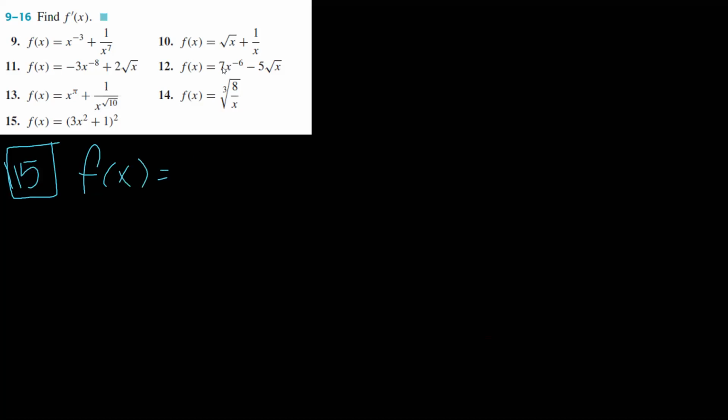Now go to number 15. In number 15 here, f of x is 3 x squared plus 1, all squared. That means I have this function, and this is raised to the power 2. What do you have to do? You have to simplify.